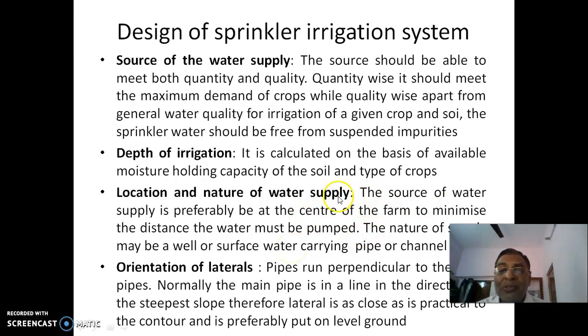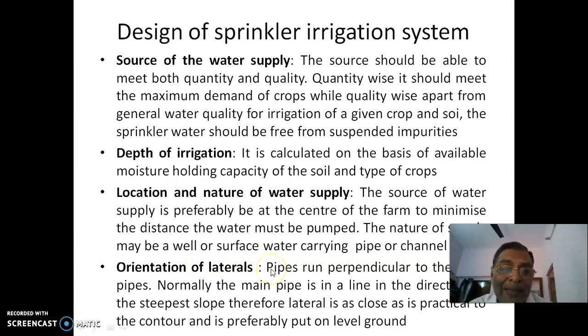See, the source of water supply is preferably at the center of the farm. To minimize the distance, the water must be pumped. The nature of supply may be a well, or surface water carrying pipe or channel.